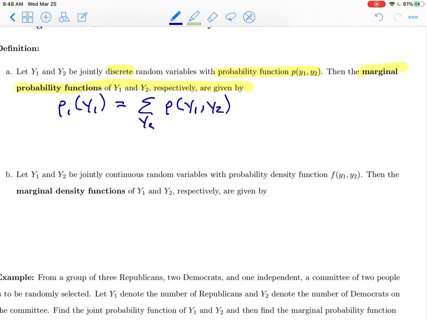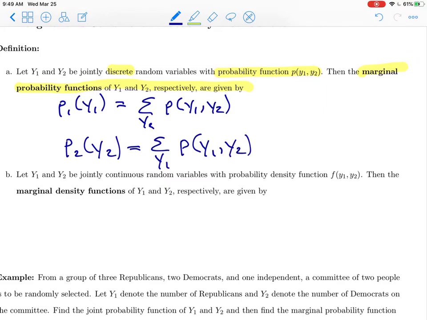So to find the marginal probability function of y1, for each choice of y1, we sum over all options of y2. And similarly, we do the same thing for y2 to define the marginal probability function of y2. So we sum over all options of y1 for each value of y2.